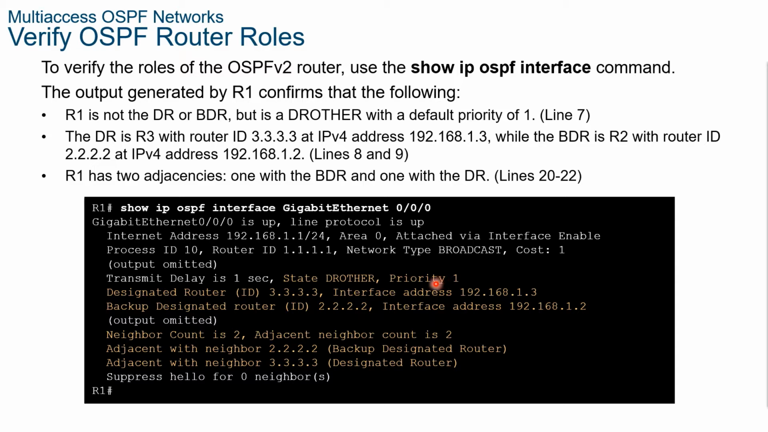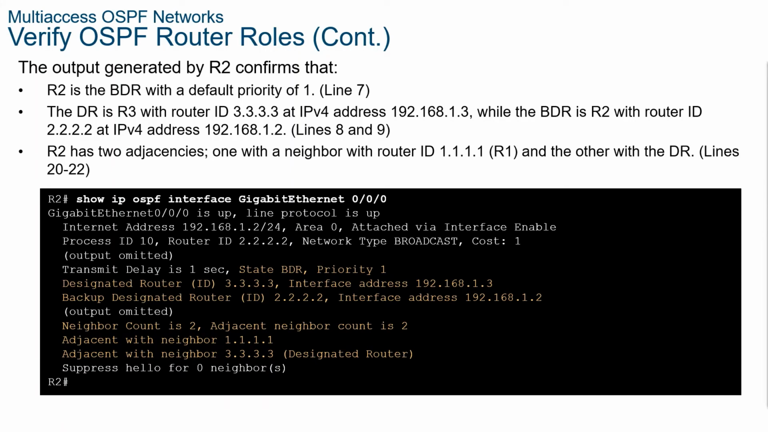Next, the DR is R3. Take a look at this. The designated router is R3, having a router ID of 3.3.3.3, connected via interface address 192.168.1.3. The BDR is R2, with router ID 2.2.2.2 at IP address 192.168.1.2. Next, R1 has 2 adjacencies, one with the BDR and one with the DR. It is adjacent with neighbor 2.2.2.2, which is the BDR, and it is also adjacent with 3.3.3.3, which is the designated router. All right, so that's how to verify OSPF router roles.